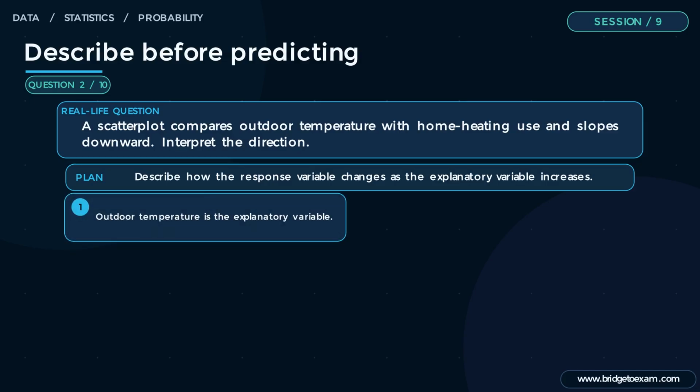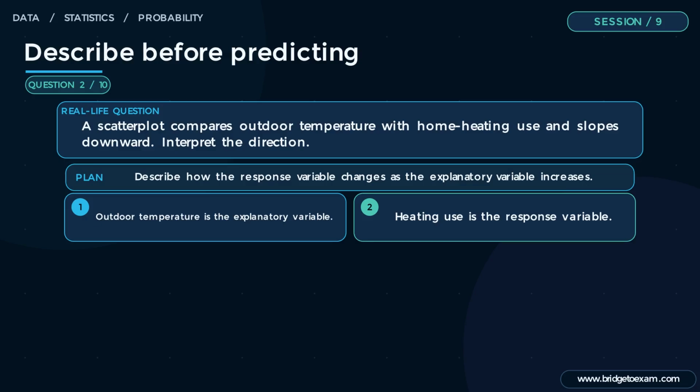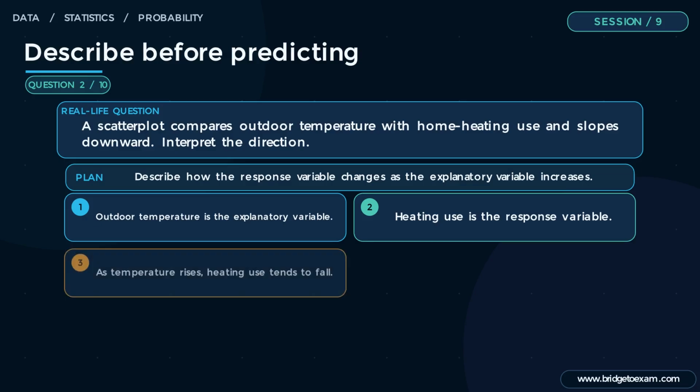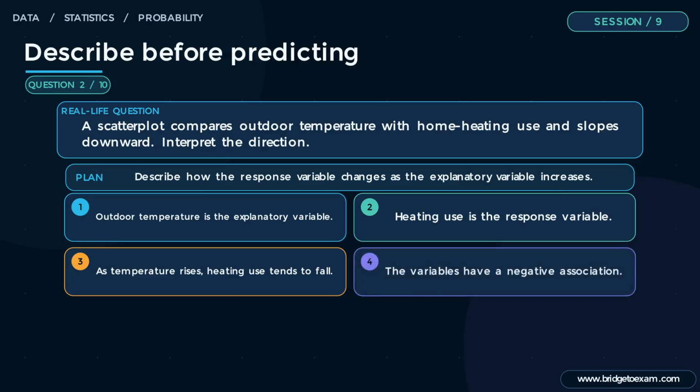Step 1. Outdoor temperature is the explanatory variable. Step 2. Heating use is the response variable. Step 3. As temperature rises, heating use tends to fall. Step 4. The variables have a negative association.